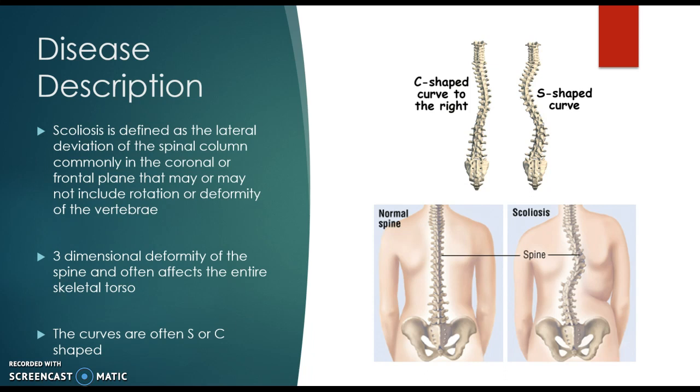What is it? Scoliosis is defined as the lateral deviation of the spinal column, commonly in the coronal or frontal plane, that may or may not include rotation or deformity of the vertebrae. Scoliosis is a three-dimensional deformity of the spine and often affects the entire skeletal torso. The curves are often S or C-shaped. The pictures to the right depict a C-shaped spine, an S-shaped spine, a normal spine versus one with scoliosis.